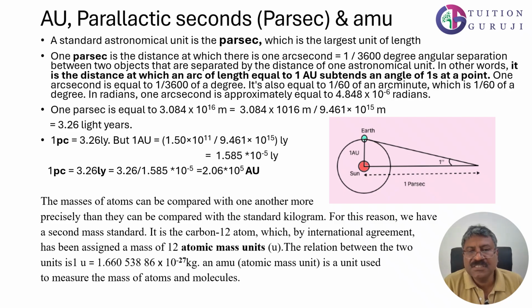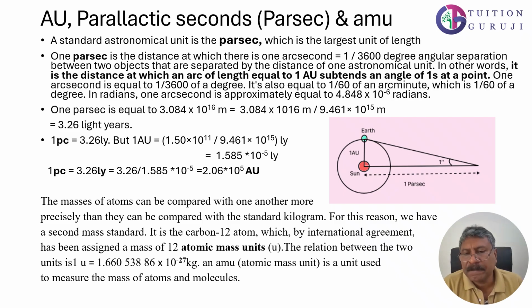1 parsec is the distance at which 1 arc second is subtended between two objects separated by a distance of 1 astronomical unit. In other words, it is the distance at which the arc length of 1 astronomical unit subtends an angle of 1 second at a point. 1 arc second is equal to 1 by 3600 of a degree. It's also equal to 1 by 60 of an arc minute, which is 1 by 60th of a degree. In radian, the arc second is approximately 4.848 into 10 raised to minus 6 radians.